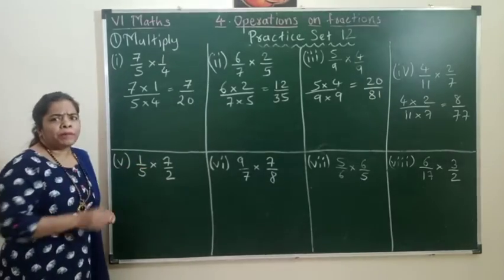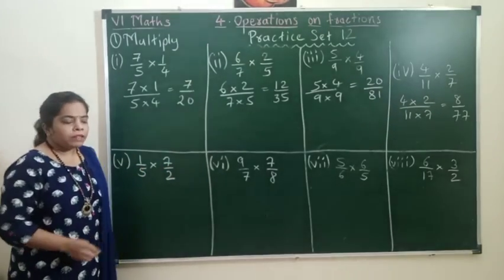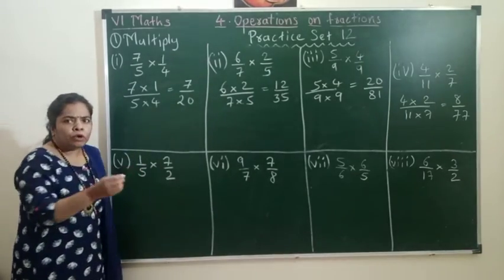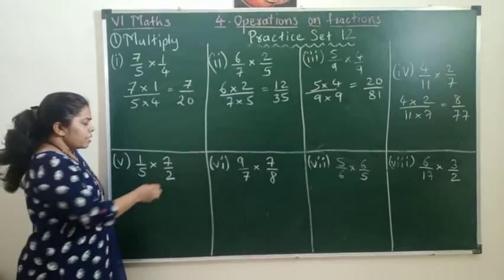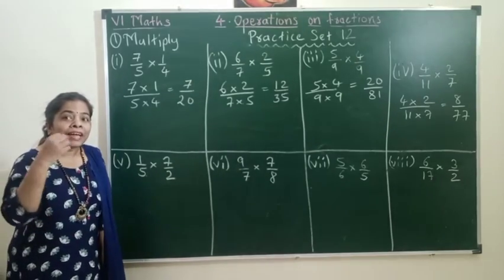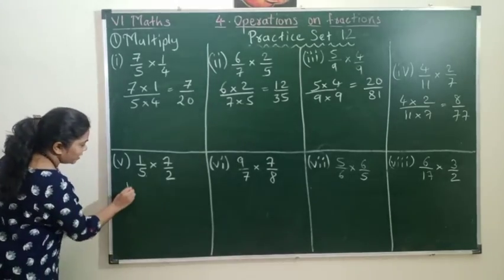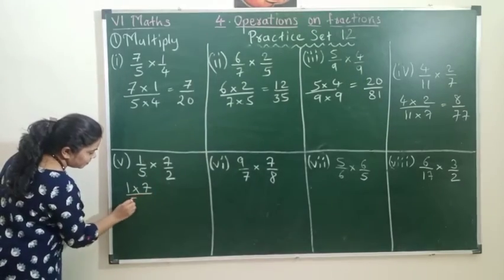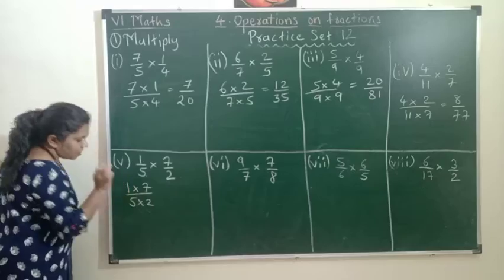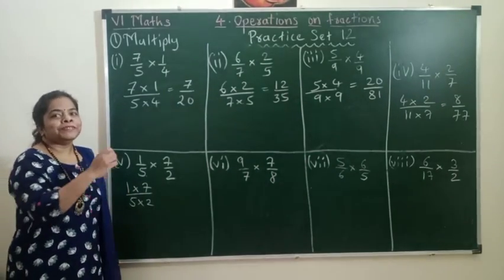Next. 1 upon 5 into 7 upon 2. 1 and 5 don't come in common table. 7 and 2 do not. 1 and 2 also don't. 7 and 5 also don't. So directly multiply. We will get the answer. 1 into 7, 5 into 2. 1 7s are 7, 5 2s are 10.